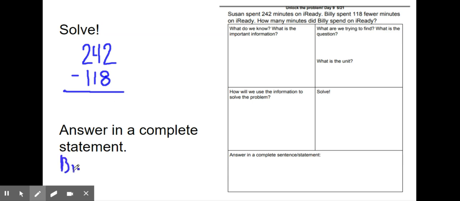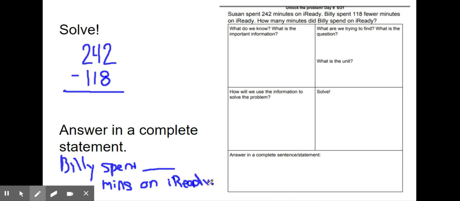So Billy spent blank. That's where your answer is going to go. Minutes on iReady. And again, I have a capital letter. And I'm going to end this with a period. And your writing is going to be much neater than Miss Fitzgerald's because you are going to be doing it on paper, not with a digital pen. So there's our Unlock the Problem for today.